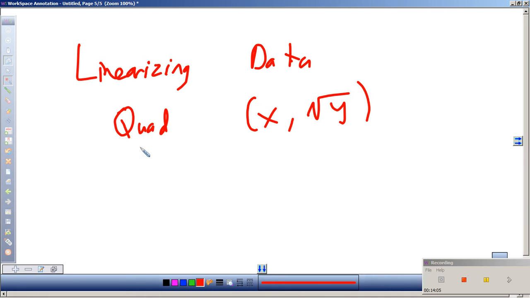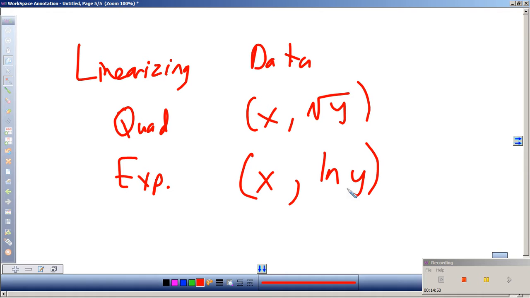Yeah, hold on, I'll show you what's exponential. Why does it say, for example, natural log of y? Okay, that's what it's going to do. For exponential, which is the one we just did, we graph, instead of x comma y, x comma natural log of y.